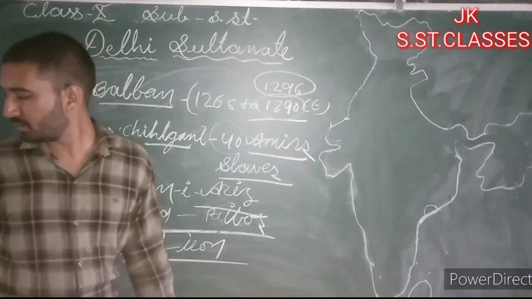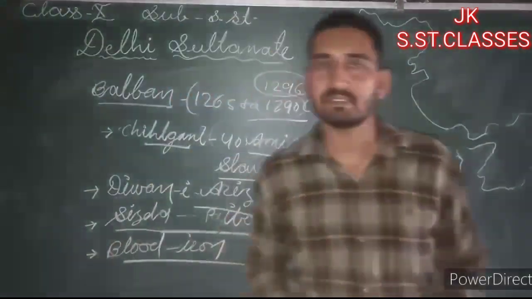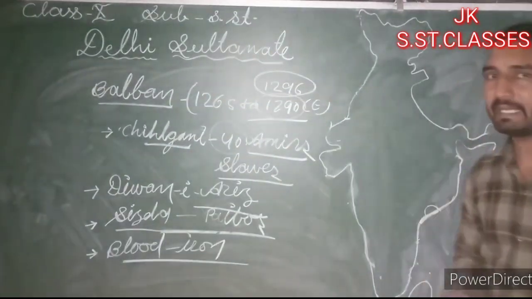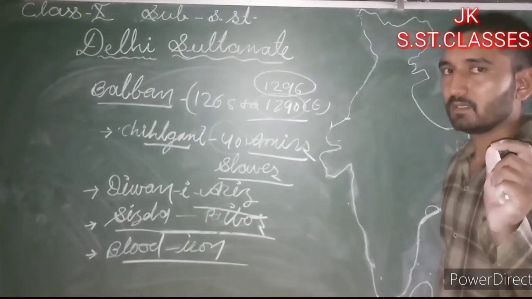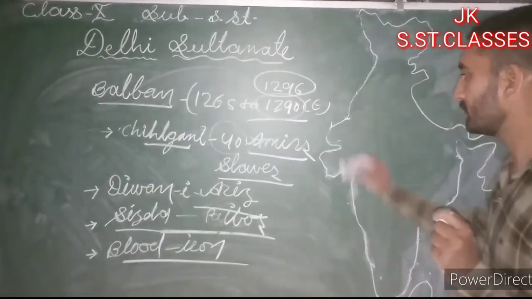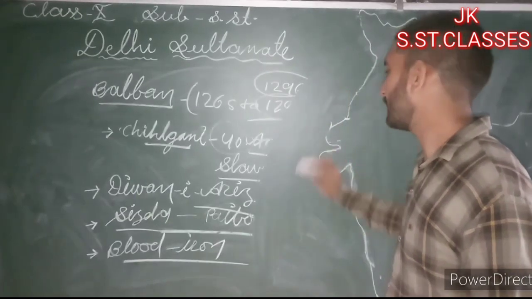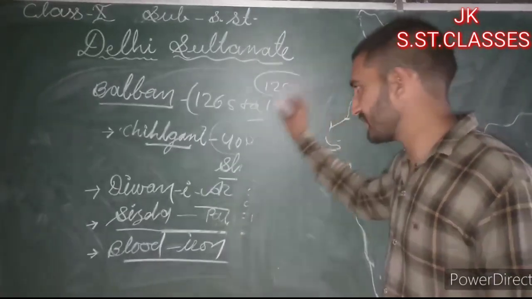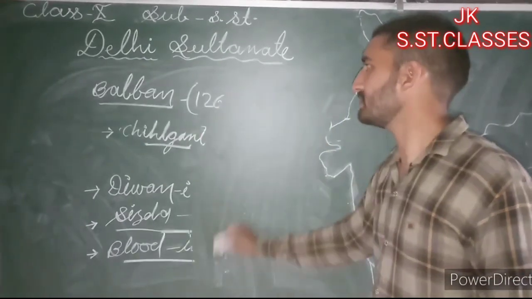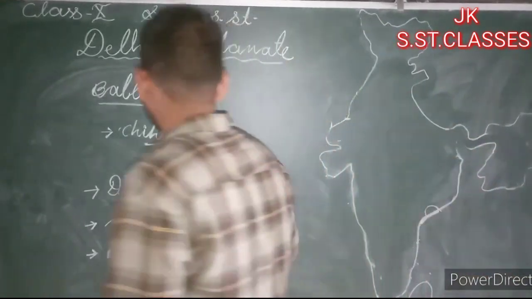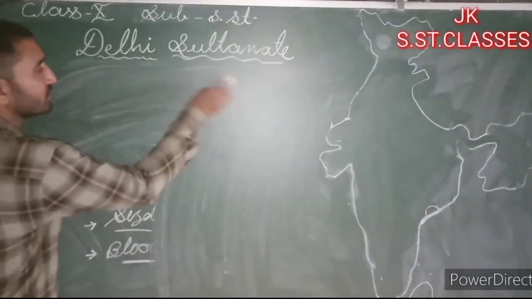Okay, now the next point. Balban died in 1286 Common Era, and after the death of Balban, the next ruler of this dynasty was Kaikhusrau, who was killed in 1290 Common Era by Jalaluddin Khilji, and in this way that was the beginning of a new dynasty, which is known as Khilji dynasty.